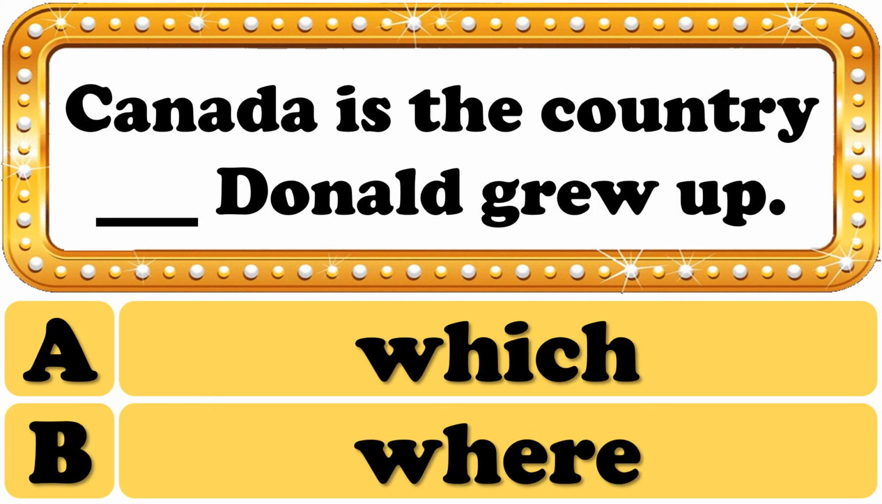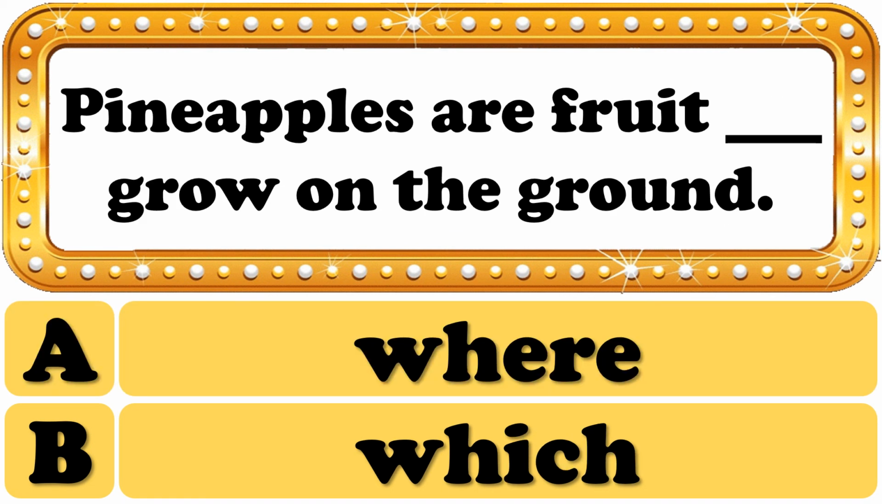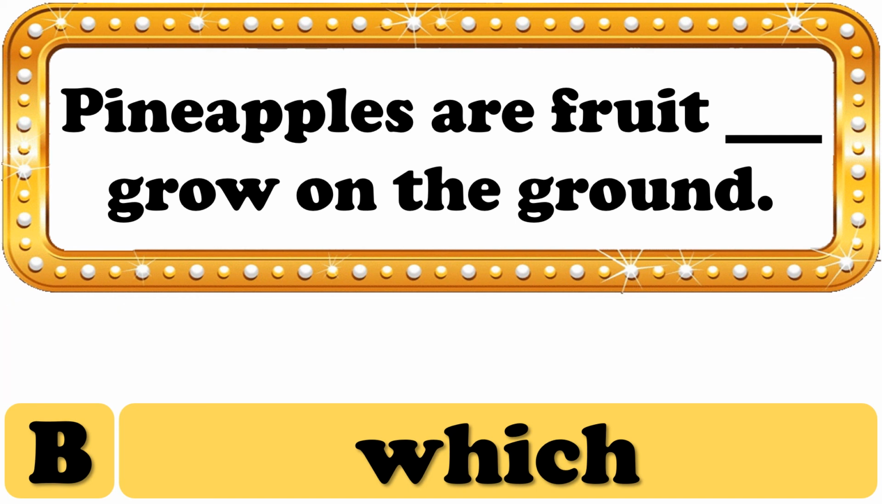How about this one? Would you use A or B? This one should be B. Canada is the country where Donald grew up. How about this one? A or B? The answer is B. Pineapples are fruit which grow on the ground. We could also use that because pineapples are things.